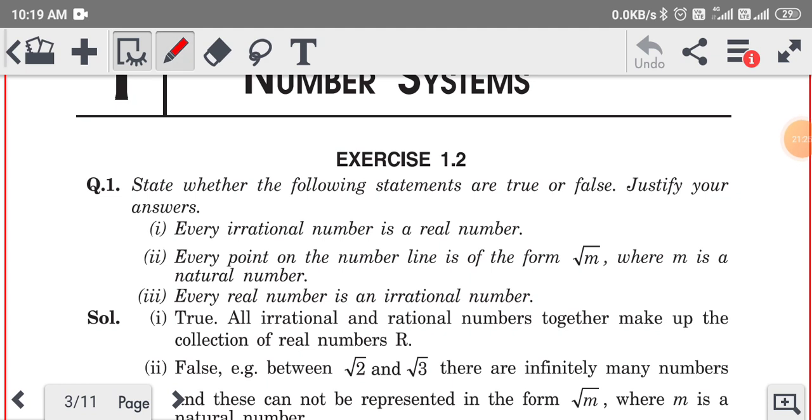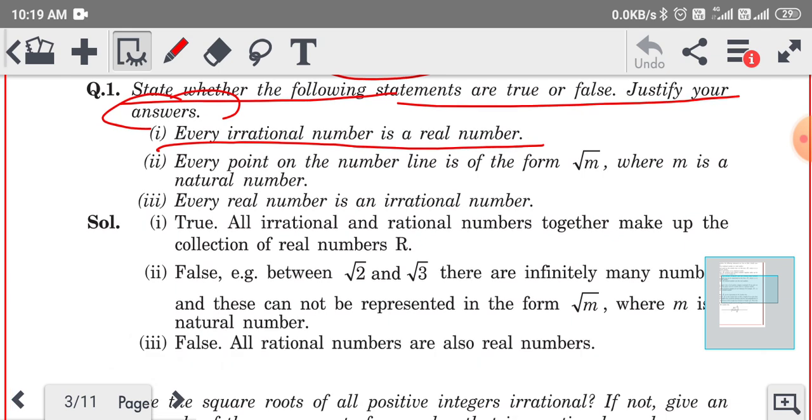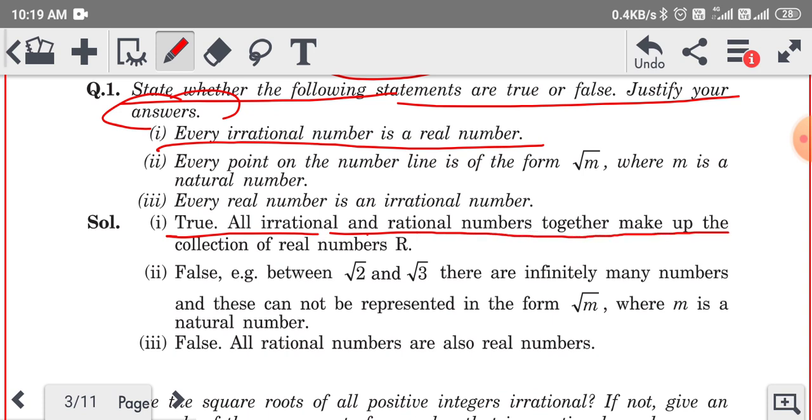Now next is exercise 1.2. State whether the following statements are true or false. Justify your answer. First: every irrational number is a real number. This is true. All irrational and rational numbers together make up the collection of real numbers.